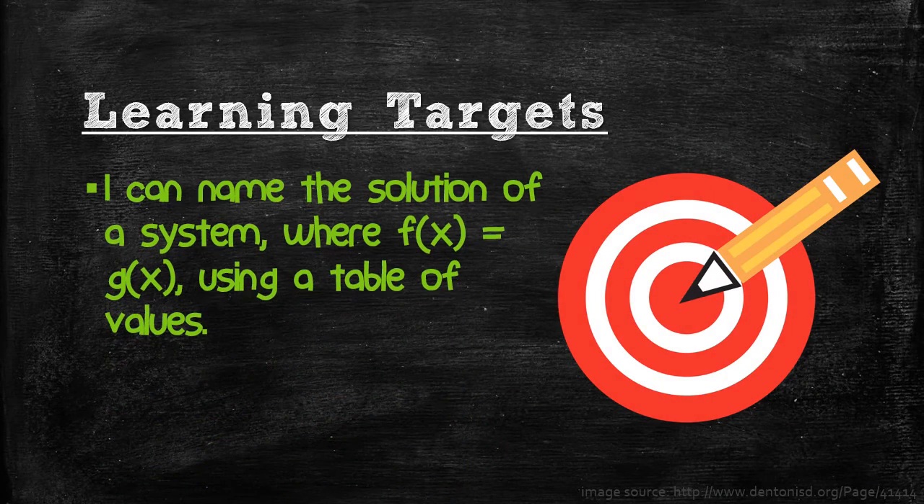Today's learning target: I can name the solution of a system where f of x equals g of x using a table of values. We're still looking at a system of equations, so two separate equations, and we're trying to find the solution, but this time we're dealing with tables specifically instead of equations or graphs like we have previously.